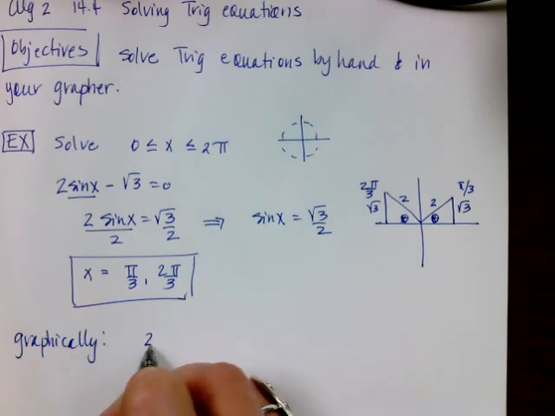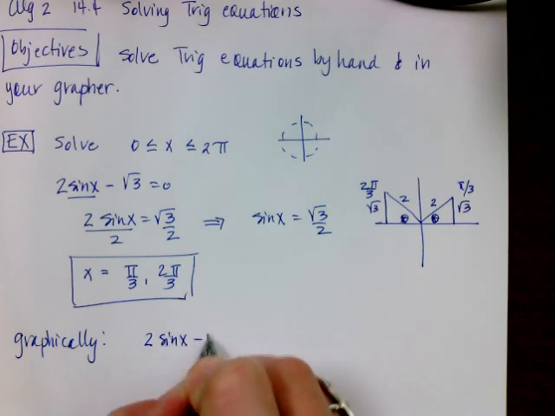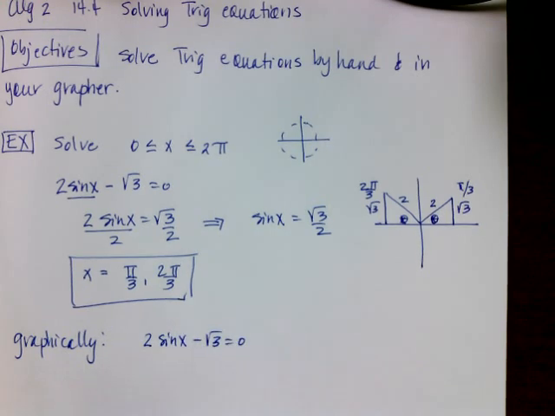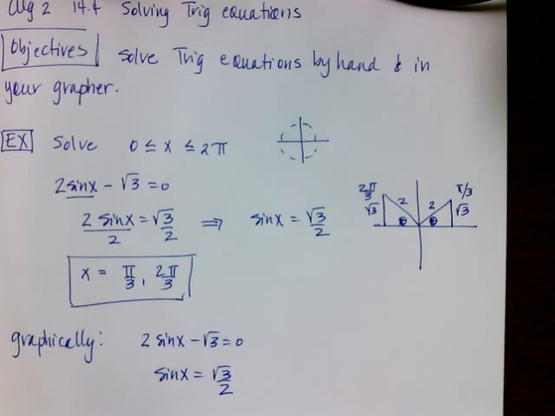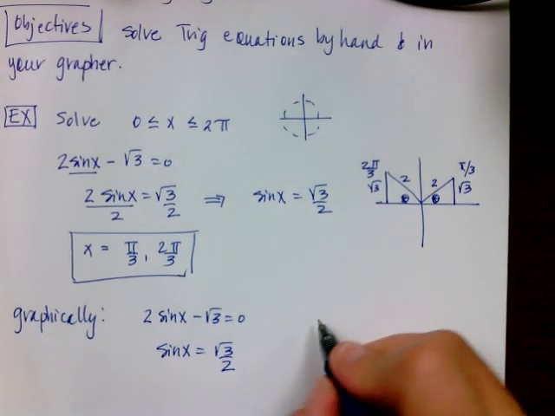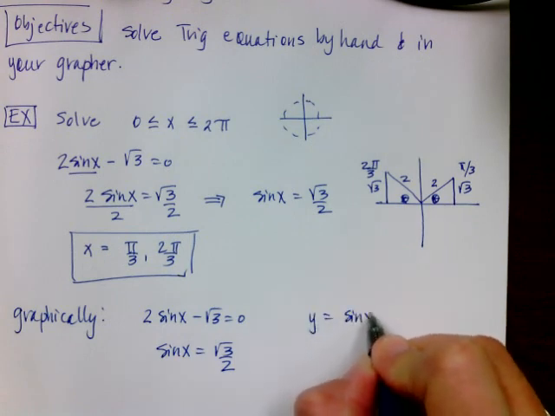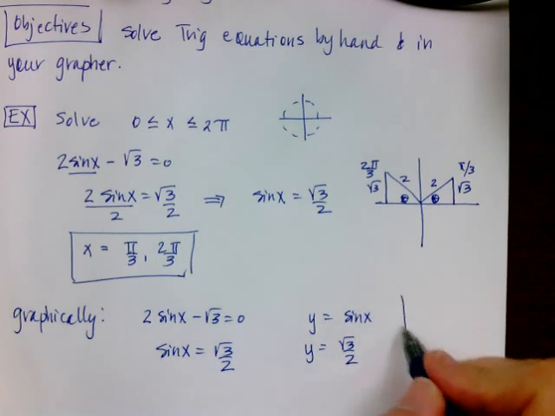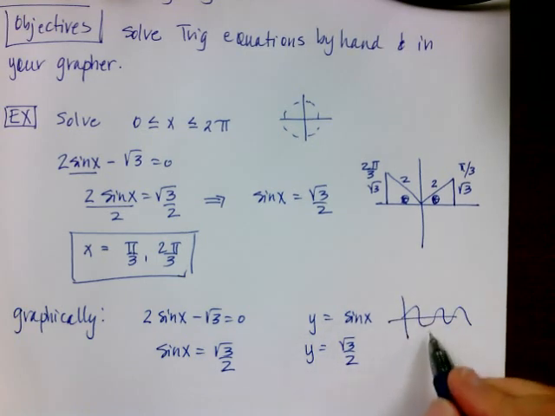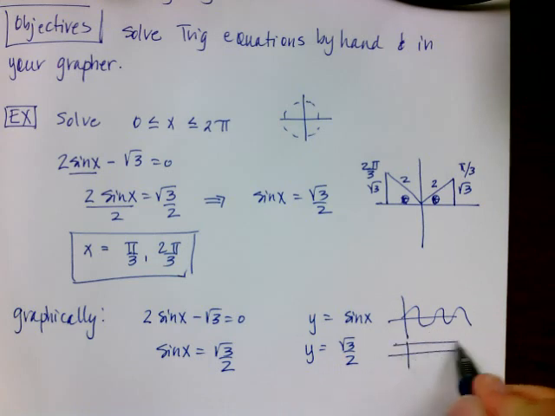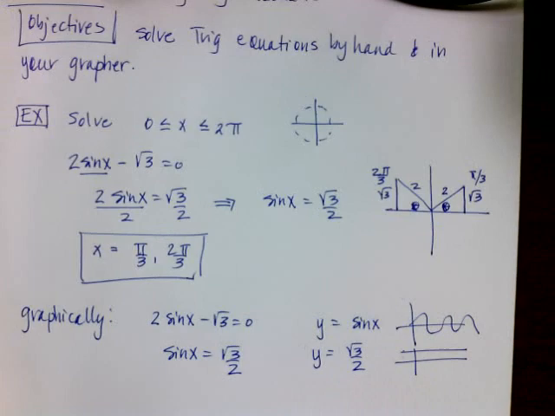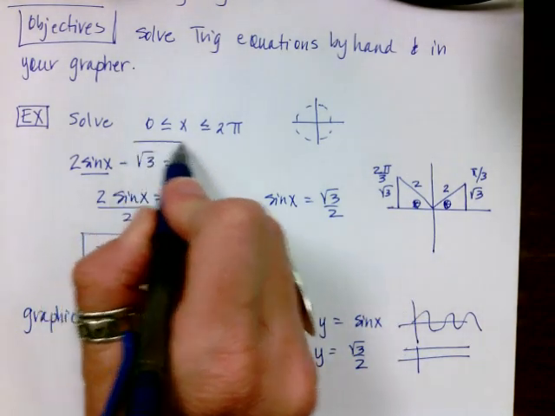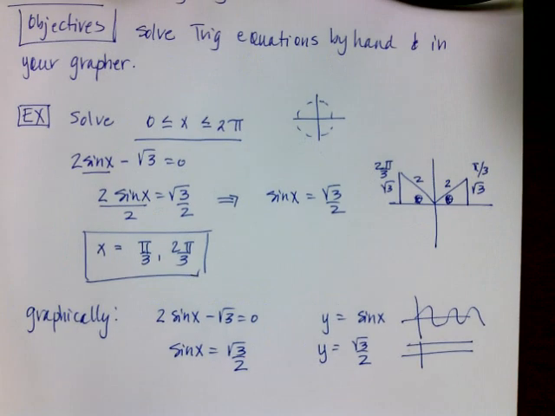Okay, so we had the equation 2 sine x minus radical 3 is 0. And I'm going to write two different equations. So I'm going to go back to where I had solved. So I had the sine of x is equal to radical 3 over 2. What I'm going to do is graph two equations: y is equal to the sine of x, and y is equal to radical 3 over 2. This is my oscillating sine function, lovely graph, and then this one is a horizontal line. And I'm going to find the intersection in this specific interval for this equation.